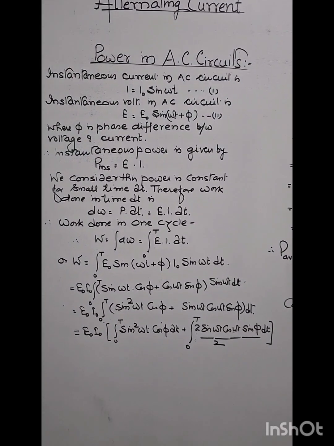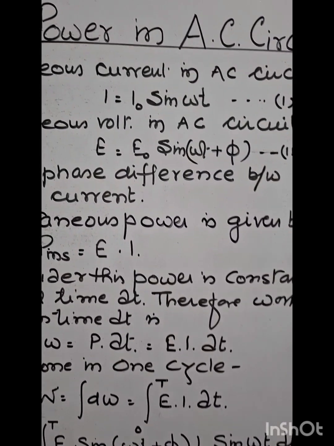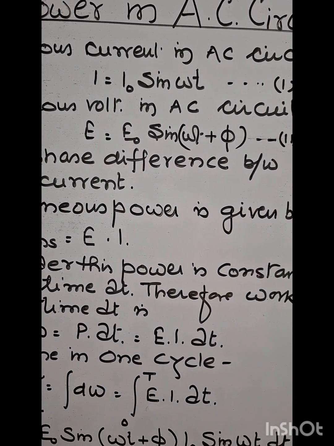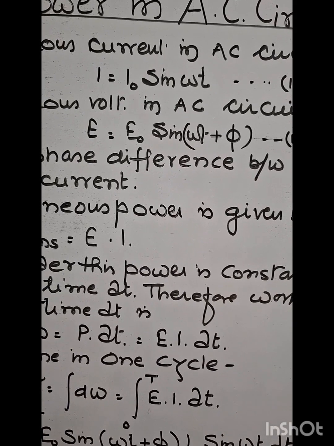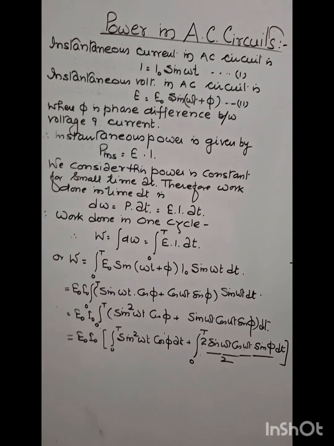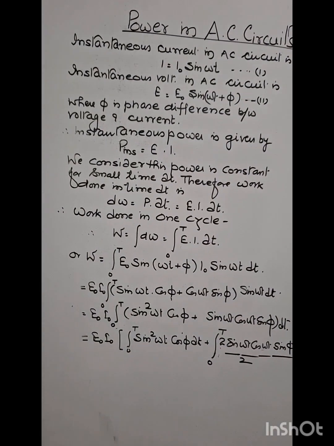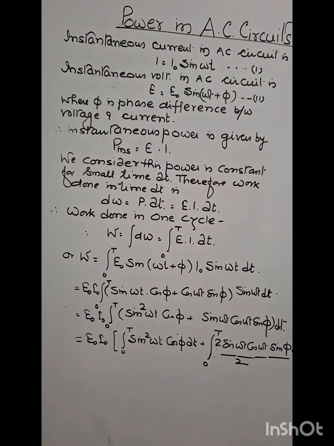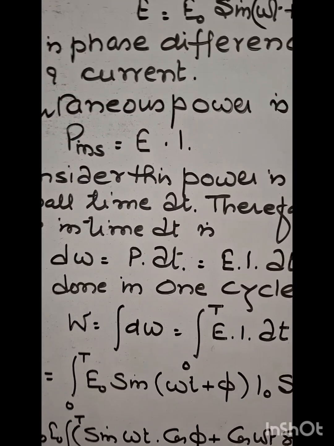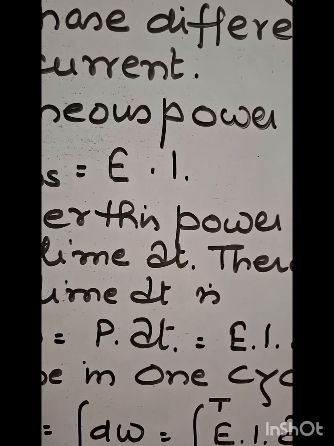Suppose instantaneous current in AC circuit is I is equal to I naught sin omega t, and instantaneous voltage is E is equal to E naught sin(omega t plus phi). What is phi? Phi is the phase difference between voltage and current. Therefore, instantaneous value of power is given by P instantaneous is equal to E into I.